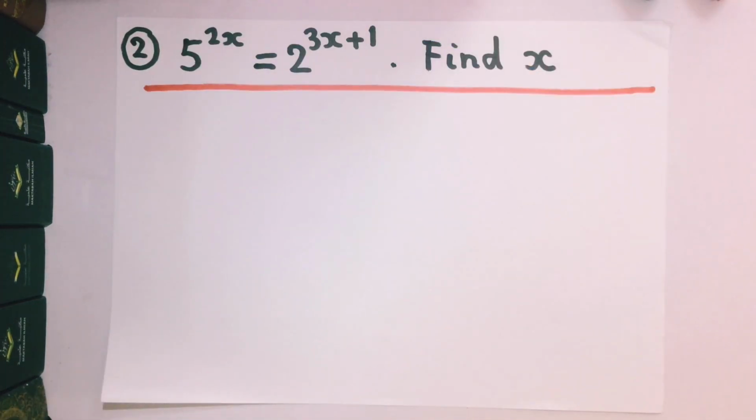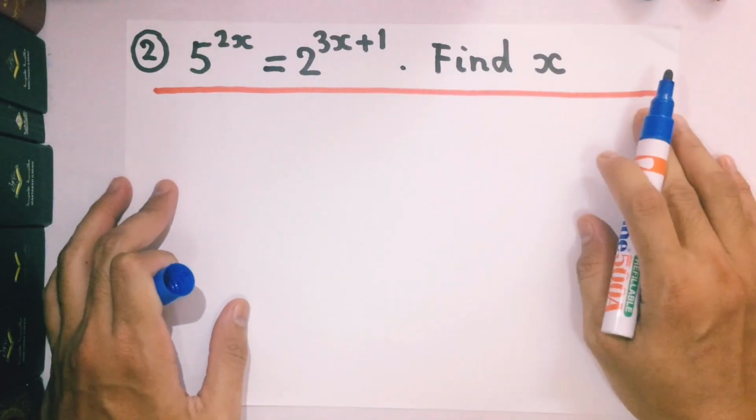Okay, now this is the second example. You have 5 to the power 2x equals 2 to the power of 3x plus 1. So find the value of x. First things first, you have to change your equation a little bit.